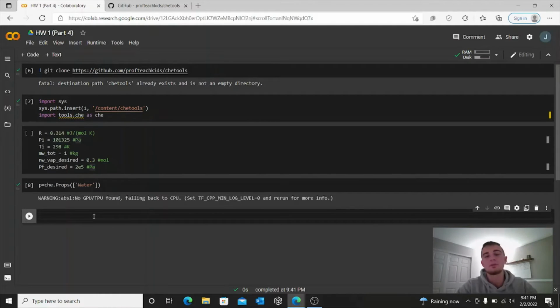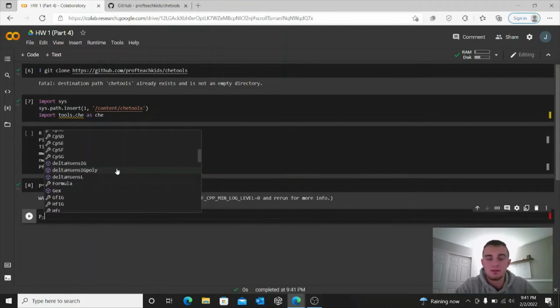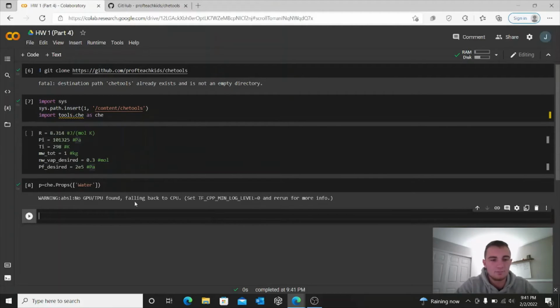And just to show what this pre-written code allows us to do, if I do p dot, essentially we can calculate different aspects of water here. So if we wanted to calculate the vapor pressure, we can do that. If we wanted to calculate the density of water, we can do that. So there's a bunch of different things here that this allows us to calculate. So it's very useful. Okay.